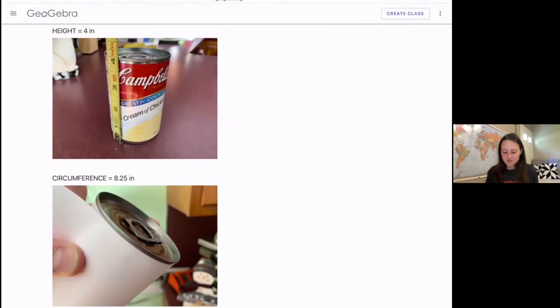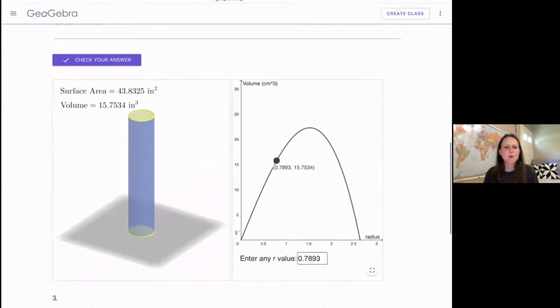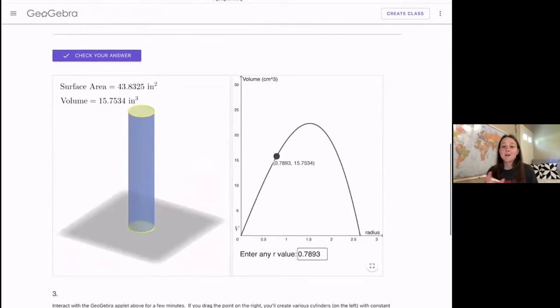If you scroll down on the page a little bit, you'll come to a cylinder there. That's our can of soup, which doesn't look a whole lot like a can of soup right now, and a corresponding graph. So on the graph, what he's doing here is he's holding that surface area, that amount of metal, constant at 43.8325, about 44 square inches. He's holding that constant, and he's allowing us to pick the radius of the can. And so we're going to try to figure out which radius choice gives us the maximum amount of soup, the maximum volume of that can.